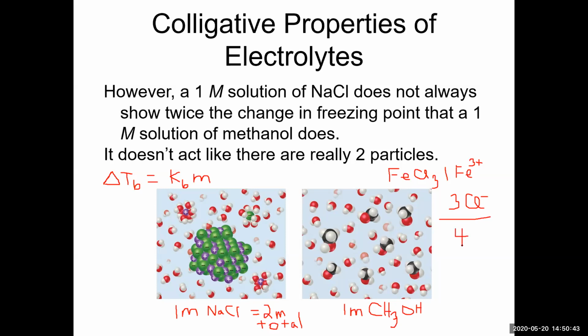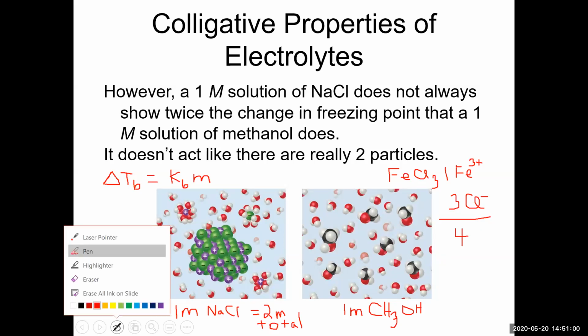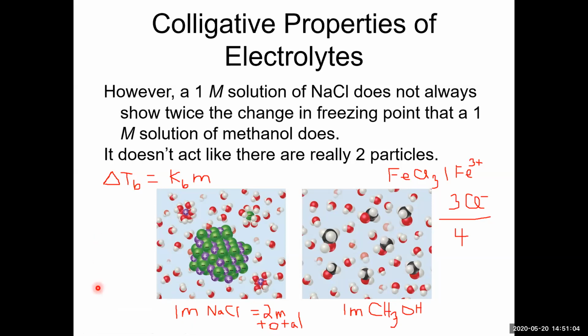So our molality, if we calculated our molality based on iron 3 chloride, let's say it came out to 1 molal, we would have really 4 molal of particles. So you've got to keep that in mind.